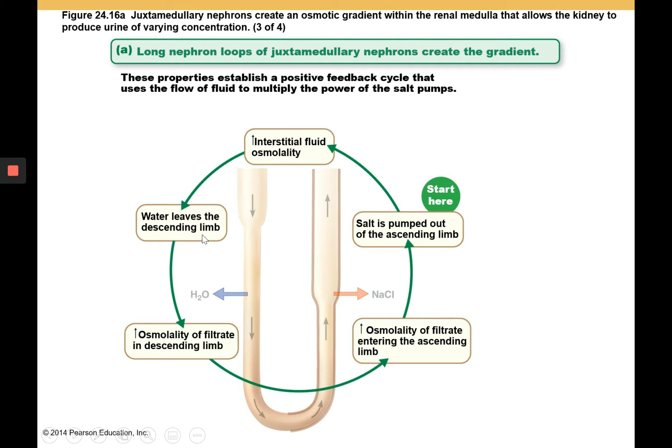But as water leaves the descending limb, it's going to increase the osmolality of the filtrate that remains in the descending limb, because this fluid just lost a lot of water, so what remains in the filtrate of the descending limb of the nephron loop gets really concentrated. And that really concentrated filtrate is going to cause sodium to leave in order to dilute it further. We don't want it to stay concentrated in that hairpin turn, so the reason sodium initially left was to decrease the osmolality of the filtrate, but by leaving, it's increasing the osmolality of the interstitial fluid. But when it leaves, that increased osmolality of filtrate entering the ascending limb is going to decrease, and that's what we see: decreased osmolality as we move up towards the distal convoluted tubule.